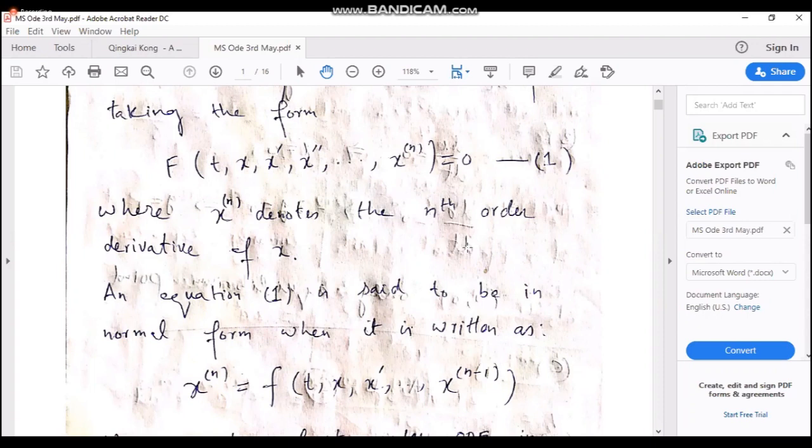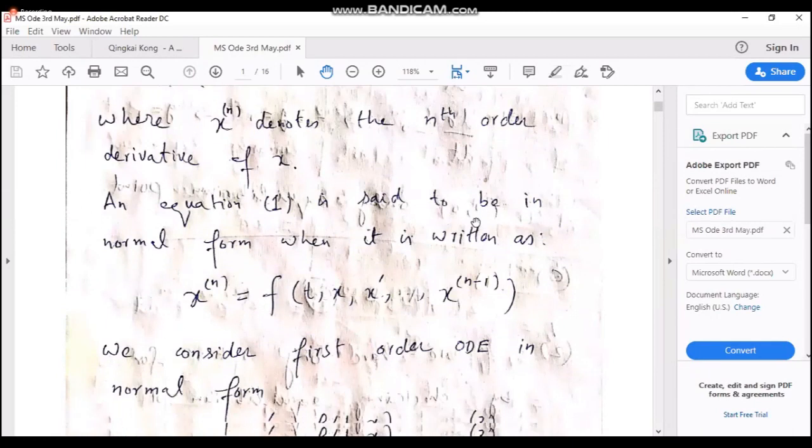And here f, this small f, is a function of the n plus 1 variables. Here these are n plus 1 terms, so f is a function of the n plus 1 variables.